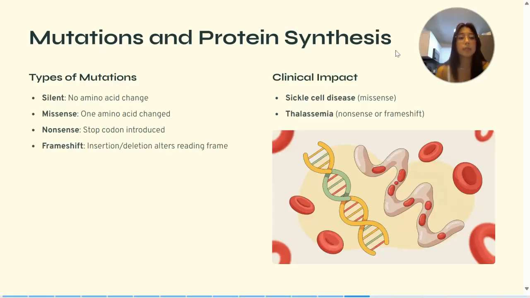Diseases like sickle cell anemia and cystic fibrosis arise from specific missense or nonsense mutations, highlighting the importance of accurate translation.